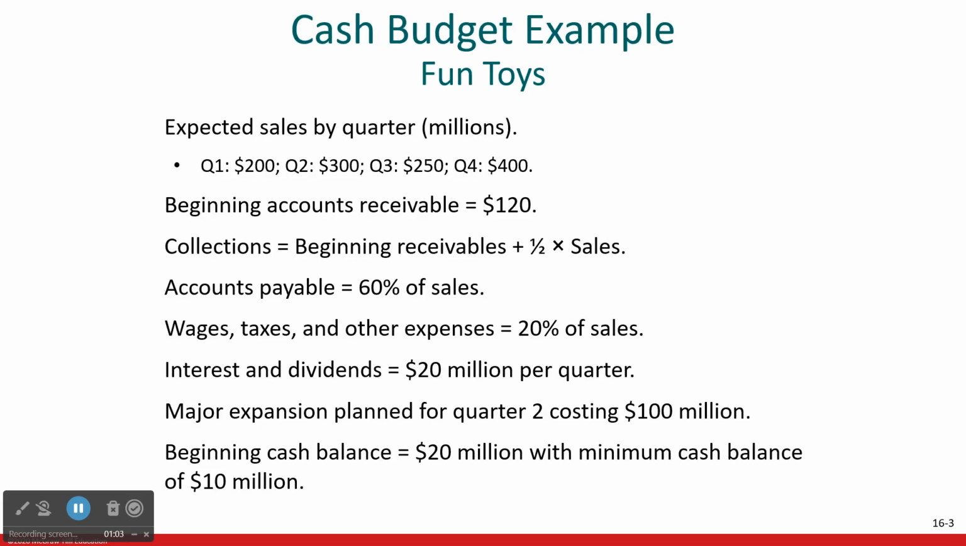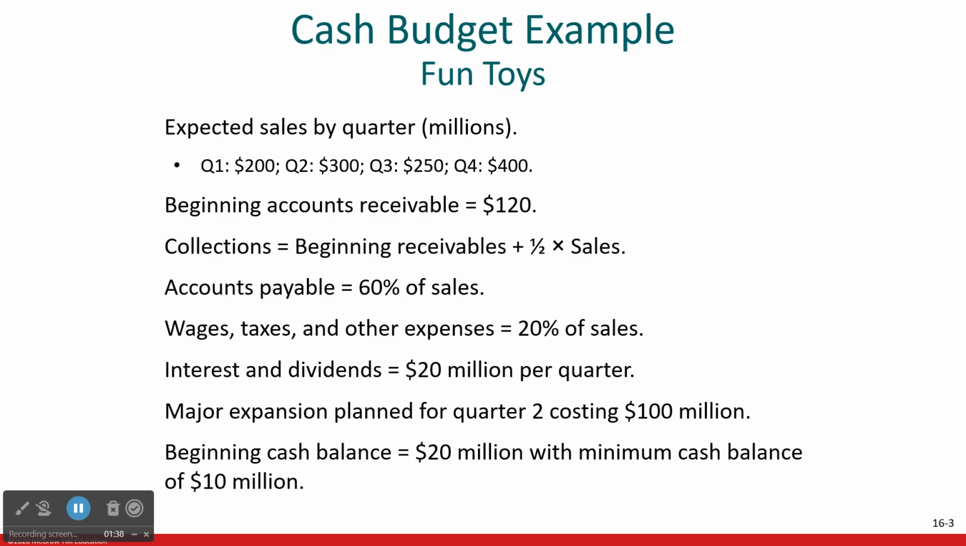So we see here as an example, this company's sales by quarter, quarter 1 at 200 million, quarter 4 at 400 million, and so we see some ebb and flow between that. We see that our beginning accounts receivable is 120 million. This would be the December 31st balance from the previous year. We see that for collections, we collect our beginning receivables for the quarter plus half of our sales.